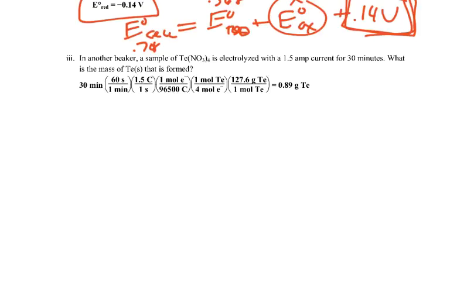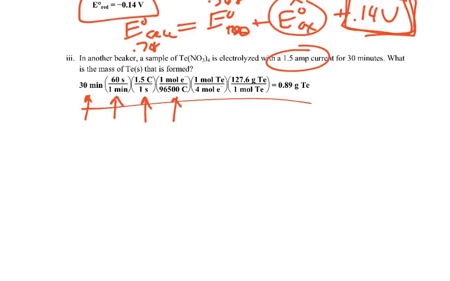And we can see that this is written out really nicely. So we have the 30 minutes. Okay, we're going to change that to seconds. And then the fact that it's 1.5 amps means 1.5 coulombs per second. That's how we translate. We use Faraday's constant, 96,500 coulombs per mole.